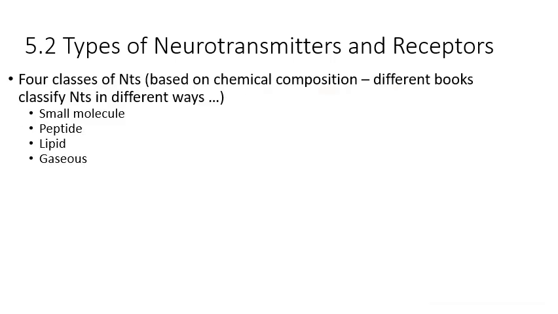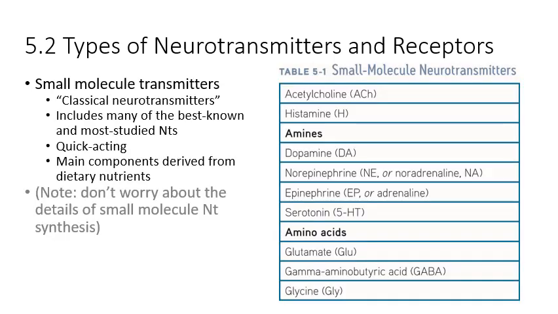Okay, so we're going to talk about the 4 classes of neurotransmitters now. These 4 classes are based on chemical composition. Different books classify neurotransmitters in different ways, so don't be thrown off if you see neurotransmitters being classified as 3 classes or 2 classes, etc. But for the purpose of this class, because it's how your book chooses to classify them, we're going to talk about small molecule neurotransmitters, peptides, lipid transmitters, and gaseous transmitters.